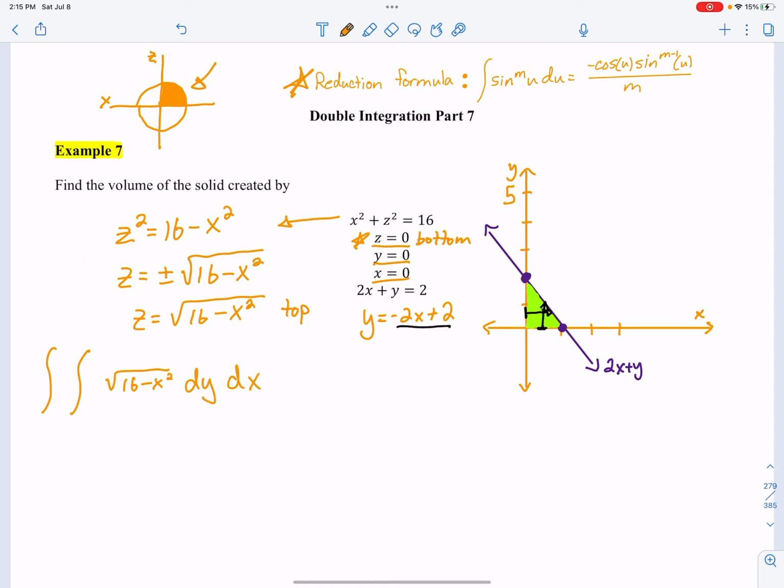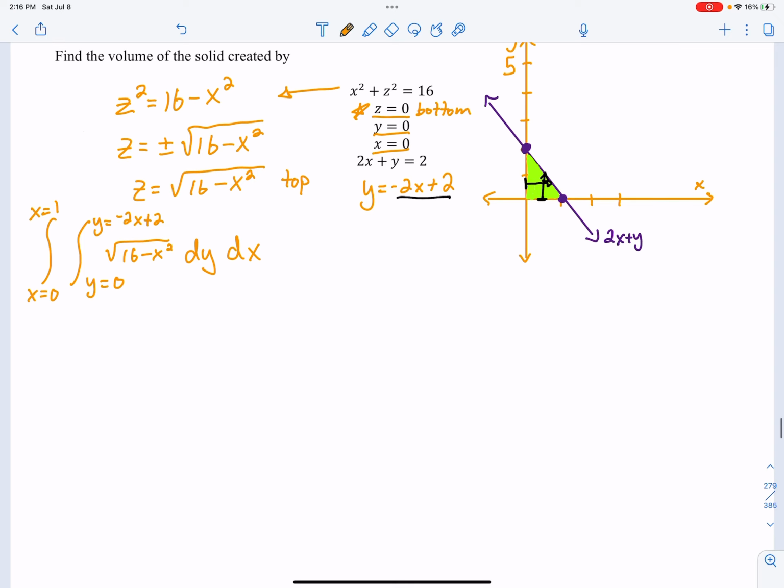dy dx. So I know y is bounded by, well, they told me y equals 0, and then up to that line, so that's y equals negative 2x plus 2. And then our x's, if we just use the picture, go from x equals 0 to x equals 1. All right, there's our first setup. Let's go ahead and take our first integral. So x equals 0 to x equals 1. Notice there's no y in my integrand, so this is just going to be y times the square root of 16 minus x squared. And then we're going to put in y equals 0 and y equals negative 2x plus 2. And then we still have our dx. All right.